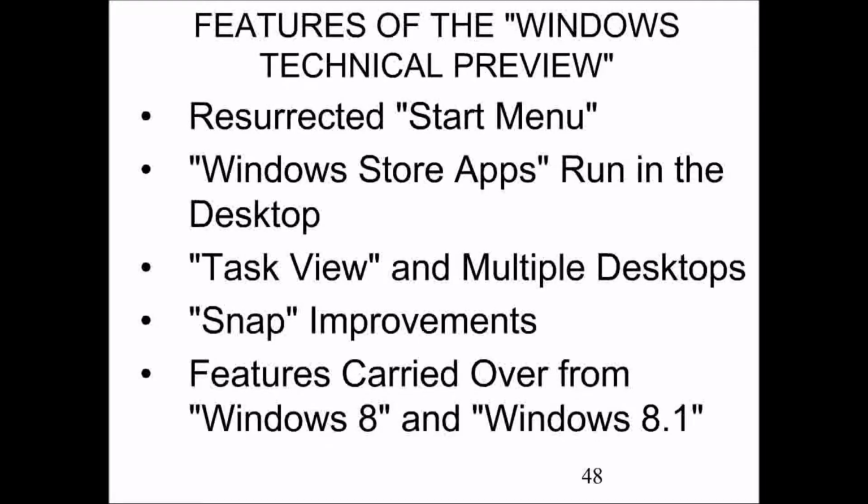Okay, this is the part I want to spend the most time on, because it is of the greatest interest to people that I discuss Windows Technical Preview with. So we're going to go over the main features real quickly here. Resurrected start menu. Everybody's been crying about there's no start menu in Windows 8 and 8.1. Windows Store apps, which were available in Windows 8 and 8.1 in the start screen, now run inside the desktop as resizable windows. Windows Store apps are also known as modern apps and universal apps. The task view and multiple desktops is new in Windows Technical Preview. Snap improvements for snapping windows to corners, to quadrants of a screen now instead of just halves. And finally, features carried over from Windows 8 and 8.1.